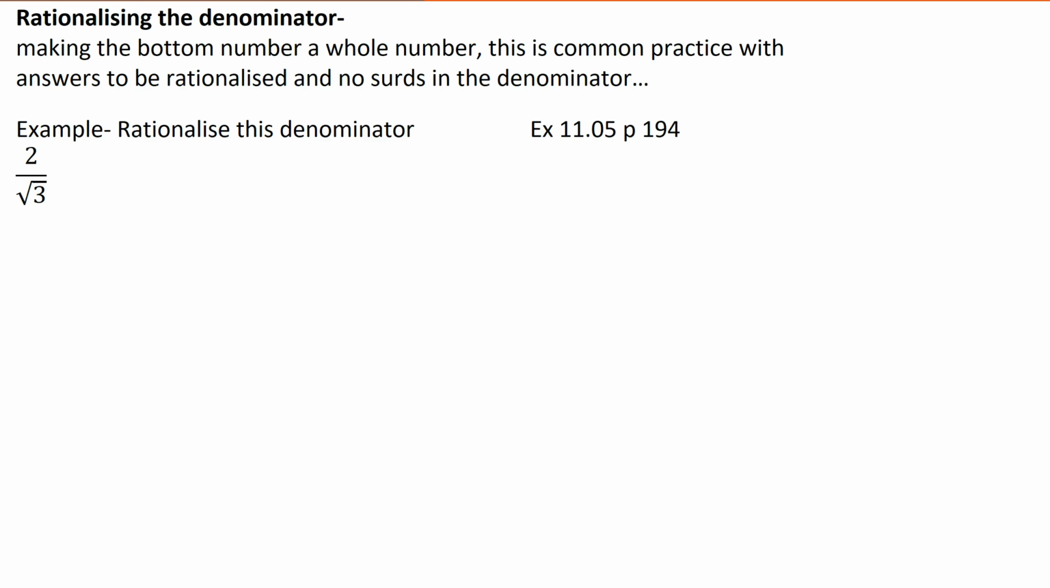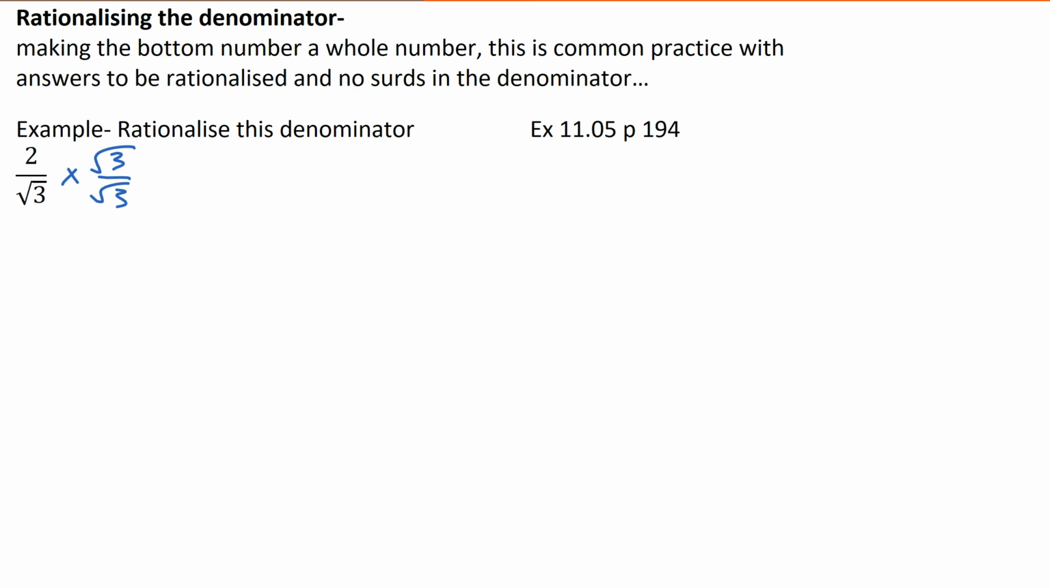Now rationalising the denominator, the whole process is taking the root symbol, the surd, away from the bottom line. So how would you rationalise this denominator? Times the equation by 1 in the form of root 3 over root 3. Does that make sense? To change the denominator in a fraction, you've got to times it by 1, don't you?